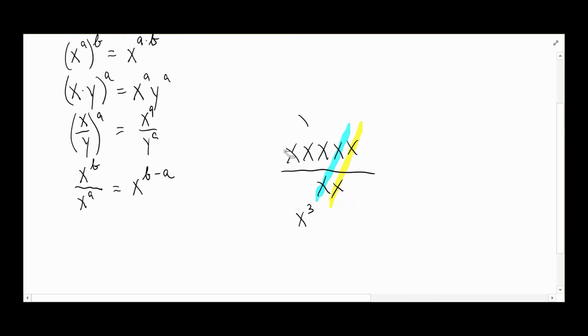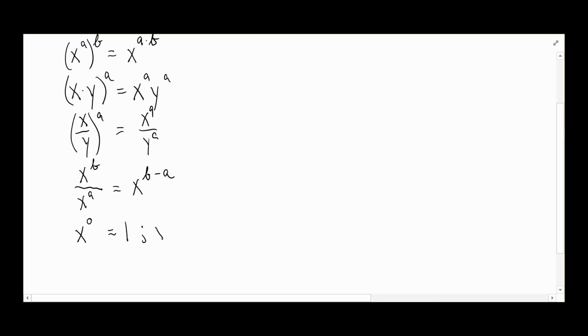The next rule we want to talk about is the zero exponent rule. This is the rule that says anything to the zero power is 1, as long as x isn't 0. 0 to the 0 is undefined, and we'll see why that's the case when we look at why this works.